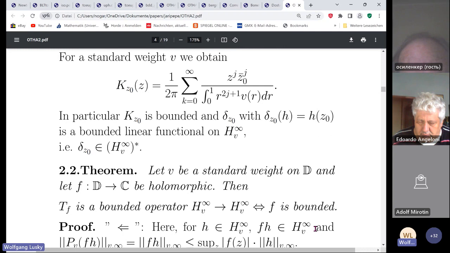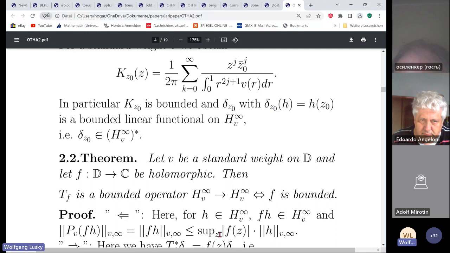For example, if we start assuming that f is a holomorphic function and is bounded, then for any h in H sub V infinity, we end up getting f times h again as an element in H sub V infinity. And if we apply our integral or the Bergman projection to this product, nothing will change. It's the same as f times h. And the weighted supernorm of f times h can be estimated from above quite easily by the sup of all the moduli of f of z and the weighted supernorm of h. And this means just by our definition, the Toeplitz operator is bounded.